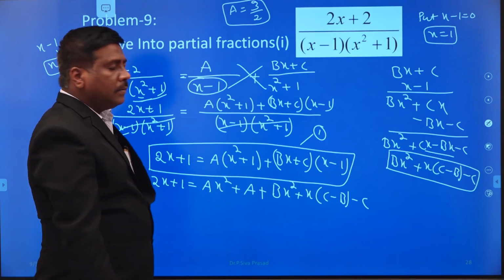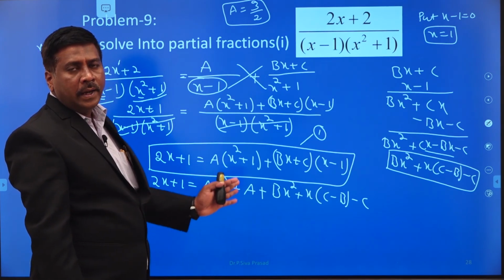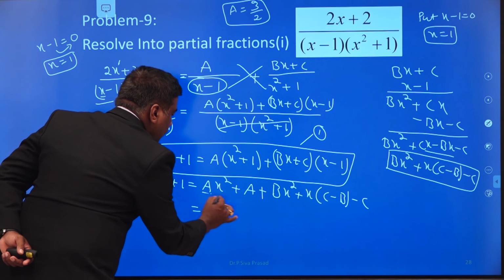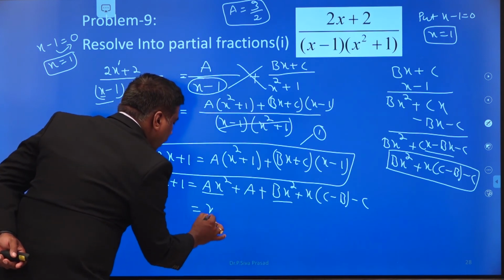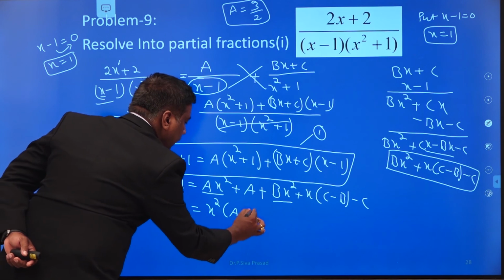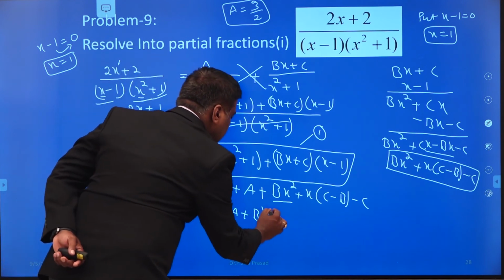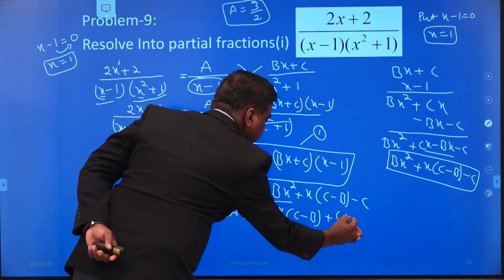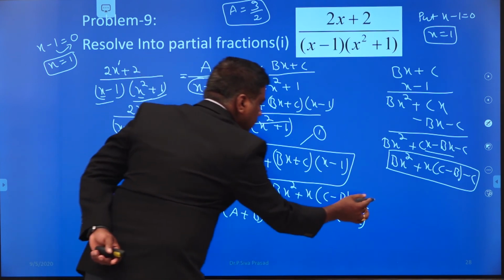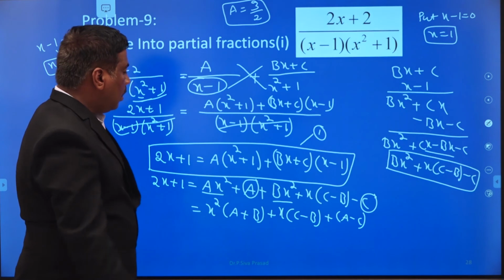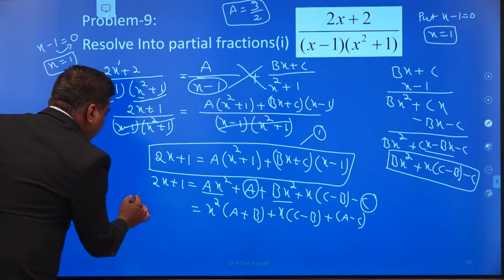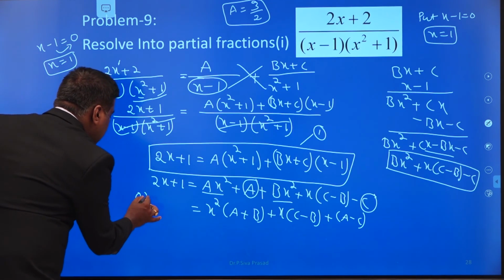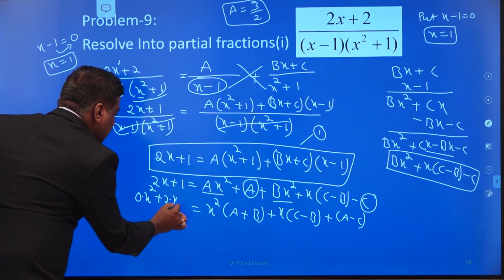After getting this, we have to take the x square terms, the x terms and the constant terms separately. From this term and this term, take x square common: x square into (a plus b), plus x into (c minus b), plus (a minus c), because a and minus c are the constants and have to be kept separately. Whereas on the left hand side there is no x square term, so for our convenience we add 0 into x square plus 2 into x plus 1.